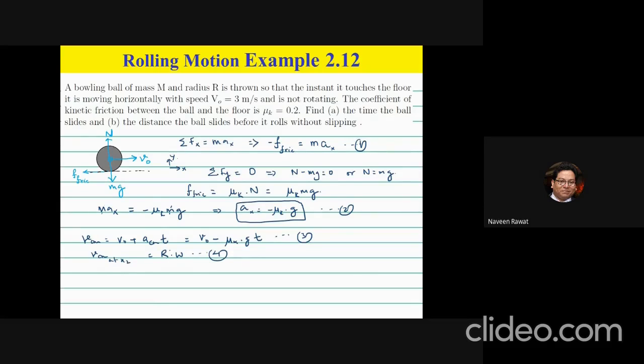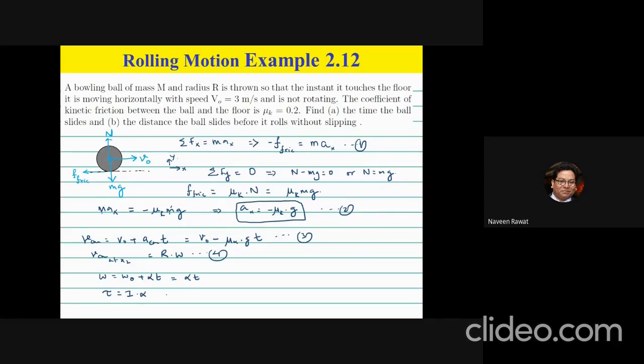Okay, so I need to find omega. So how do I find omega? Omega is omega 0 plus alpha t. Now omega 0 is 0, so I know that this value is 0. That will just be alpha t. So I need to calculate alpha. How do I calculate alpha? I need torque. So torque is I times alpha.